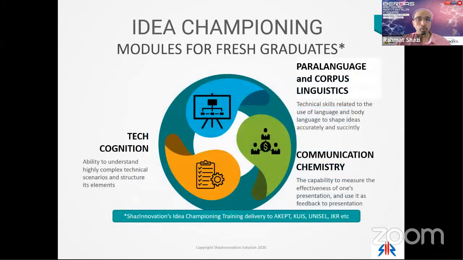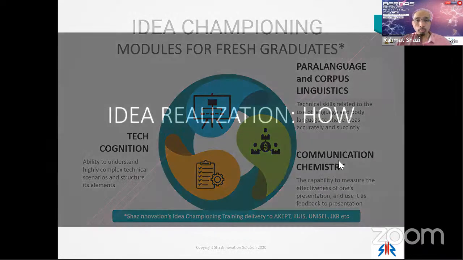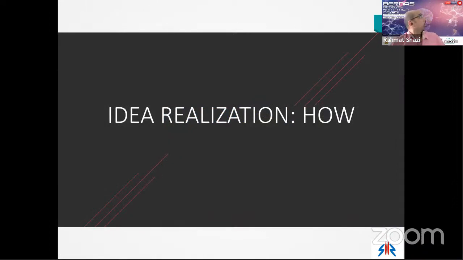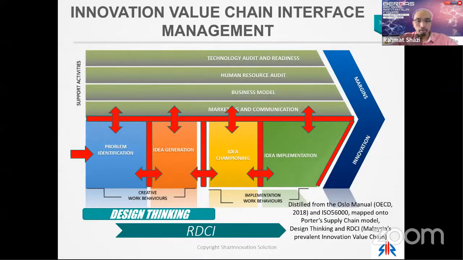I want to move on to some elements just now: technical cognition, paralanguage, and corpus linguistics. Corpus linguistics refers to the way we use language, and communication chemistry. I want to skip through to idea realization now. Time, okay, I've got about 5 minutes, yeah, Puan Ali, about that? Okay, so idea realization. Just now, Dr. Haziq showed the innovation value chain, yeah? The aspects of innovation value chain. And we talk about idea implementation here.